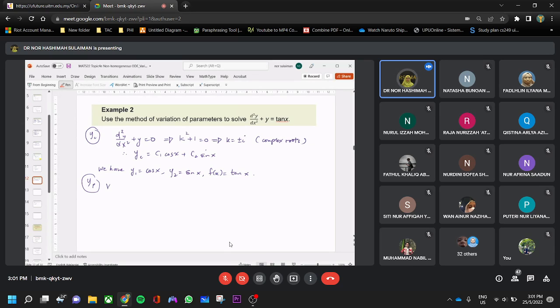Okay. Right. So the next step is to find what the yp is. So we need to find the Wronskian first. So the Wronskian is simply, kalau tak nak tulis formula pun dah tahu dah, dia jadi apa? Cos x, sin x. So here we have negative sin x, and here you have cos x, right? So we have cos squared x plus sin squared x. Okay, dapat tak satu?